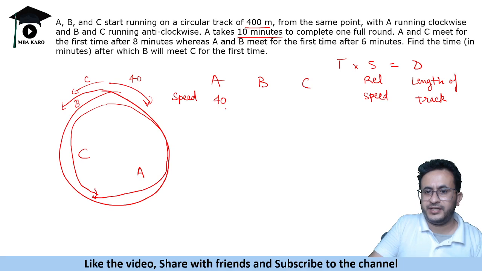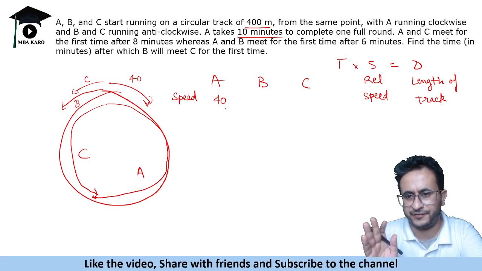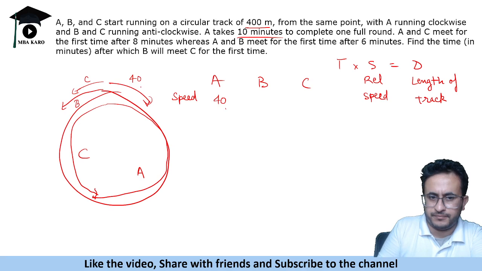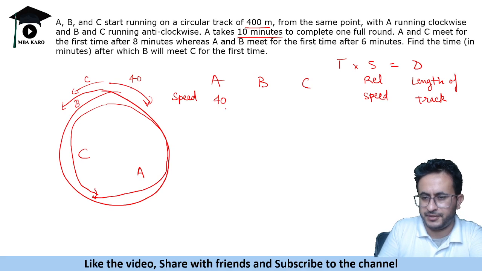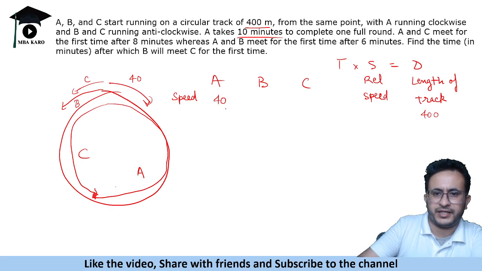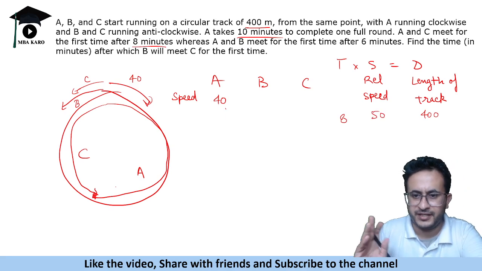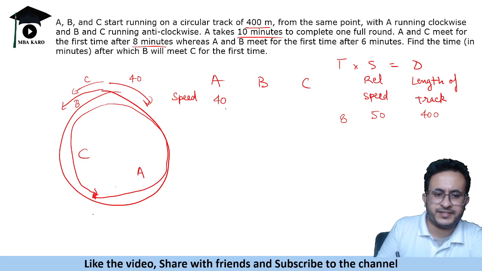Now what is the total distance? Length of track. That's the explanation of why we take the length of track. A की speed है 40 meter per minute, right? Now A ने इतना distance cover कर लिया, C ने इतना distance cover कर लिया. So total distance is 400. What is the time taken to meet? 8 minutes. So that means their relative speed is 50. A plus C is 50.